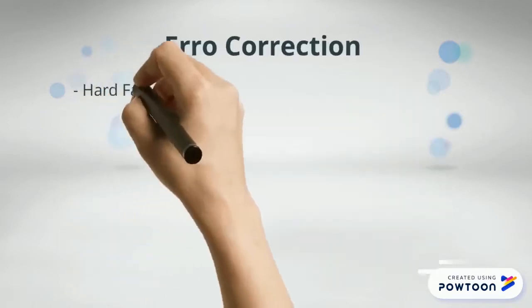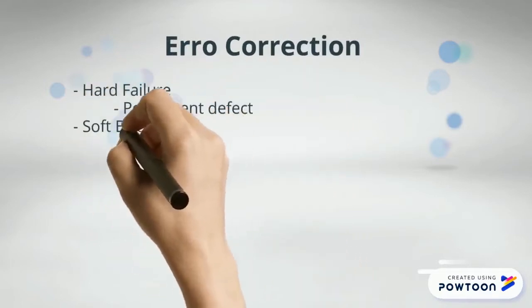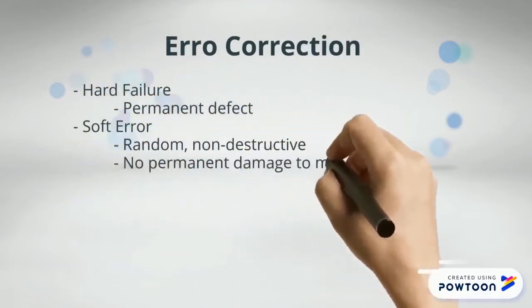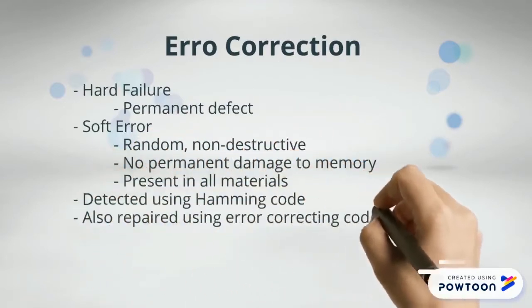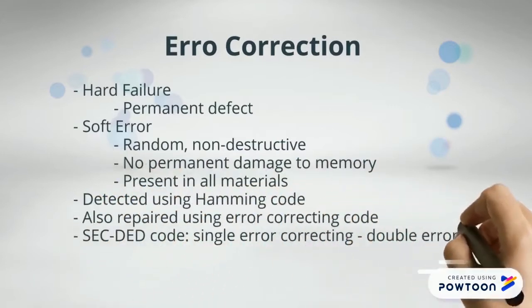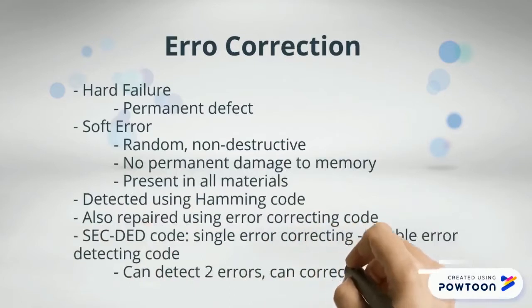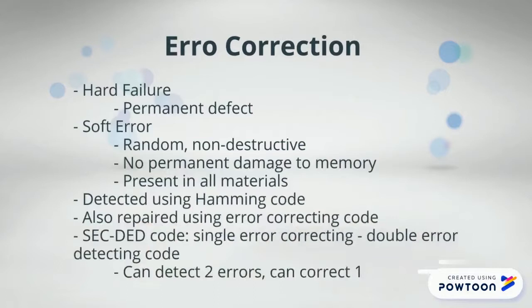Error correction. First, hard failure. The point is it is a permanent defect. Second, soft error. The point is it is random and non-destructive, with no permanent damage to memory, and present in all material. Detect using Hamming code. It can also be repaired using error correcting code. SEC-DED code, single error correcting and double error detecting code. The point is it can detect 2 errors and correct 1 error.